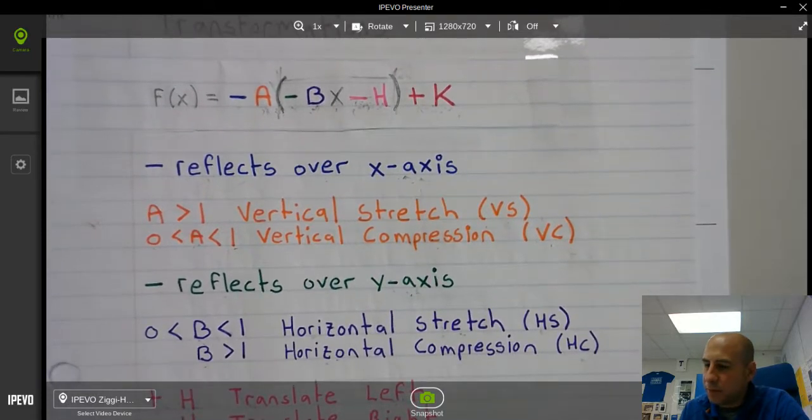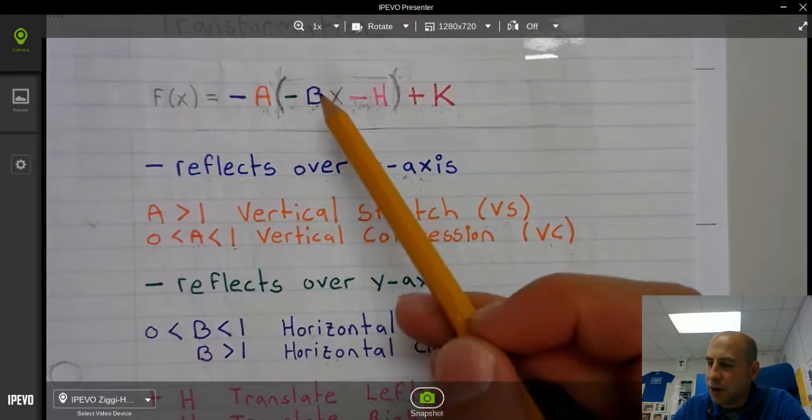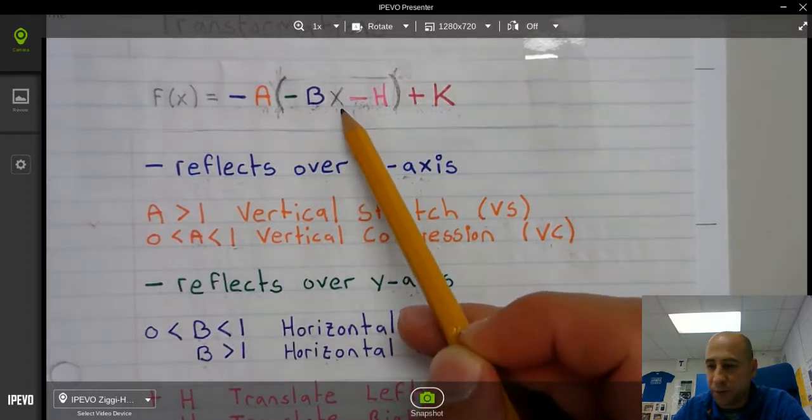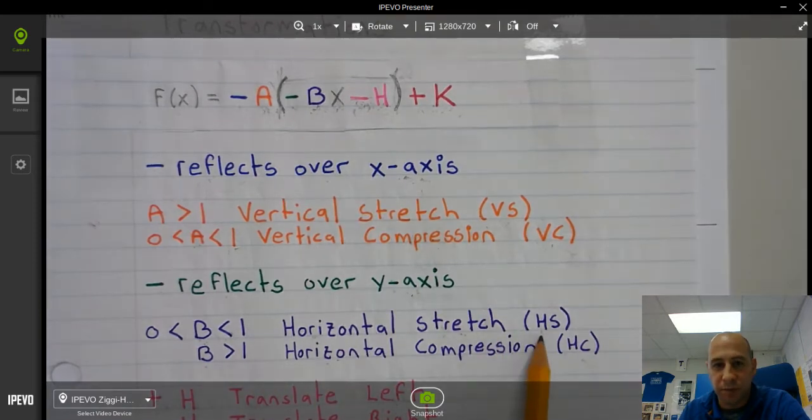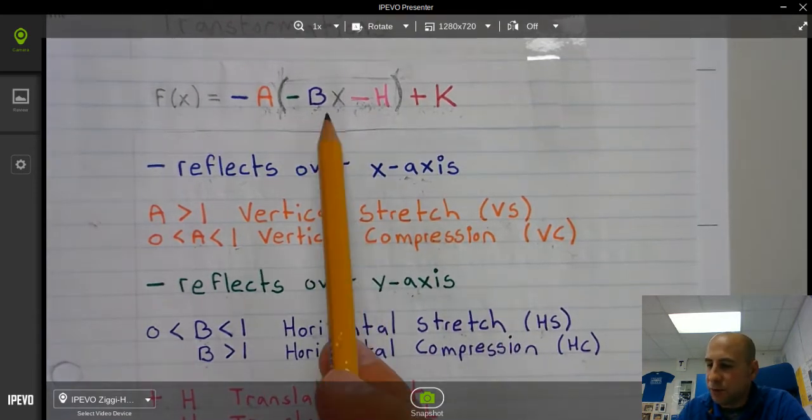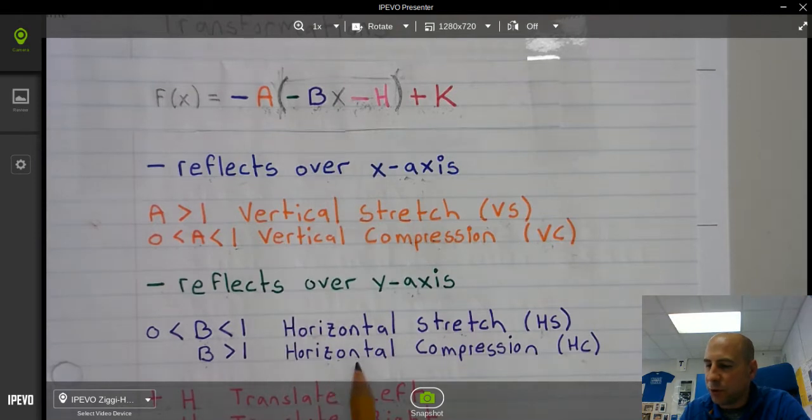All right. Now, if the b value is inside the parentheses in front of x, so b is the number in front of x, is between 0 and 1, it's a horizontal stretch. Okay. If the b value in front of x inside the parentheses is greater than 1, it's a horizontal compression, HC.